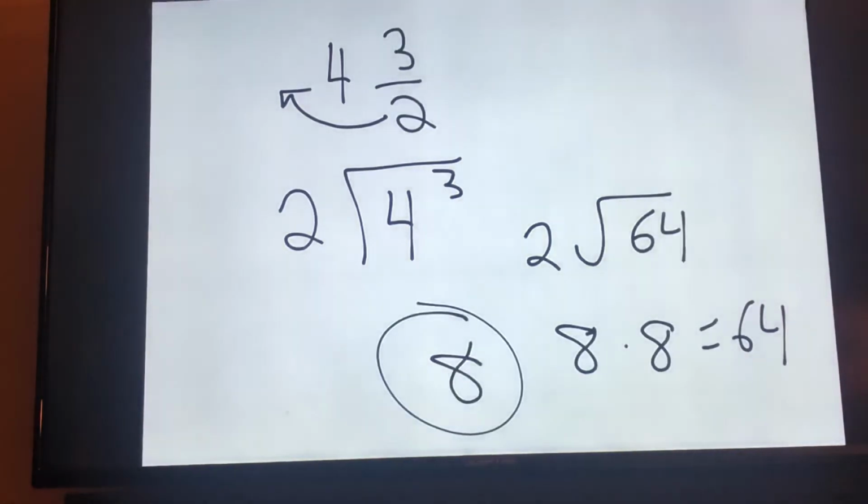So just make sure that you remember your denominator is your index, your whole number is going to be your radicand, and your numerator is going to be your exponent.